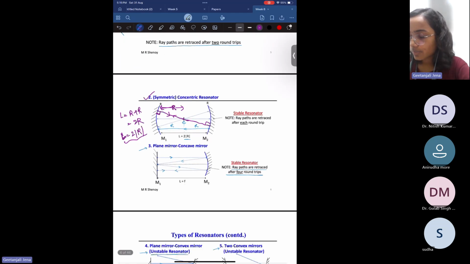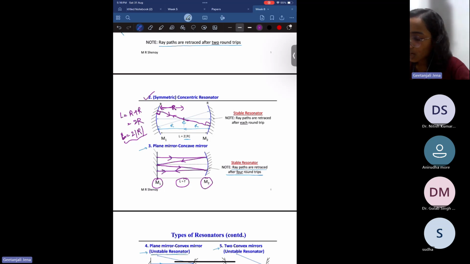Another type of arrangement that we can have is the plano-concave mirror. Instead of two spherical mirrors, we have one plane mirror and one concave mirror. So M1 is the plane mirror and M2 is the concave mirror, and the distance between them is F. In this resonator, if the ray is traveling parallel to the axis of the resonator, then it will be directed towards the second mirror. Now it will get reflected to the first mirror and it will move parallel to the axis. So here you can see after 4 round trips, the ray will retrace the path.